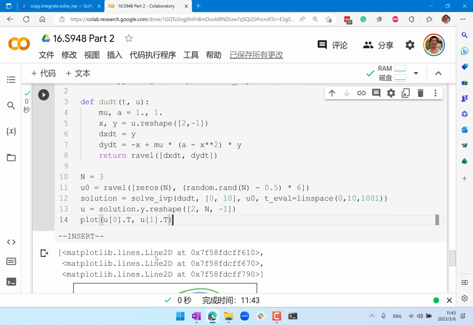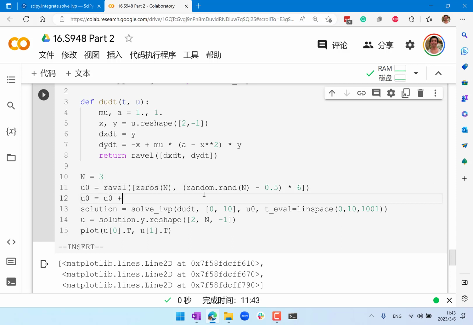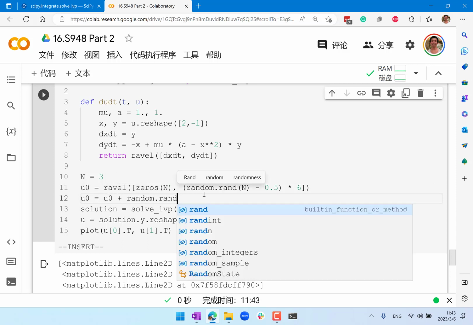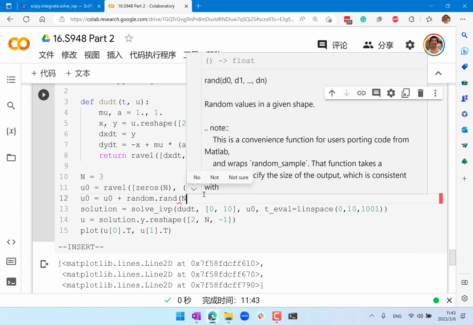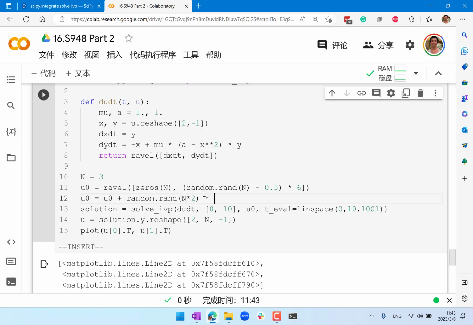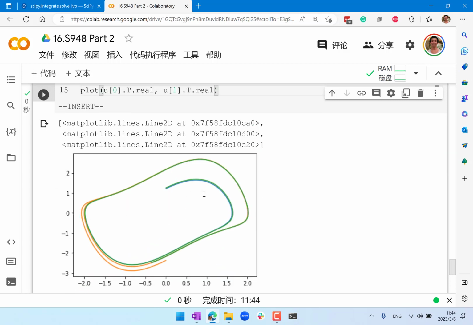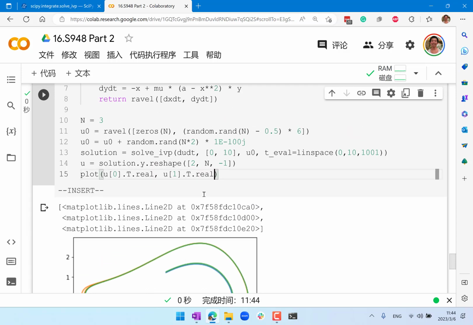Now we are going to change it to feed it a random perturbation. So u0 is going to be u0 plus random.randn times 2 times 1e-100j. So that is our perturbation in the imaginary axis. Let's make sure our real solution is still the same. We get the real part of the solution being the same.